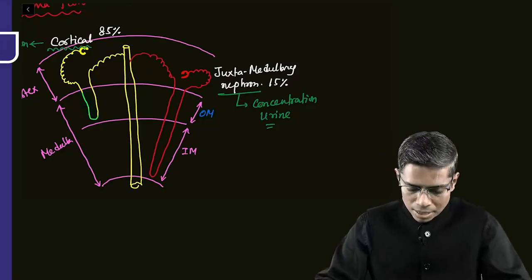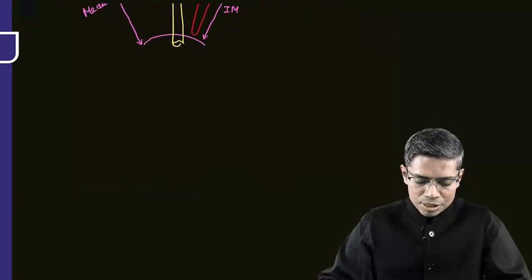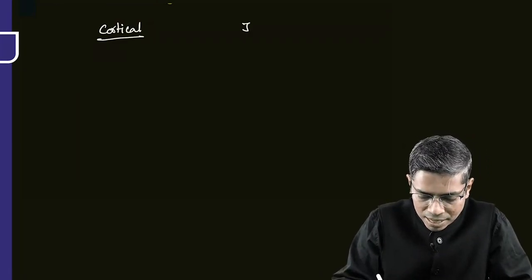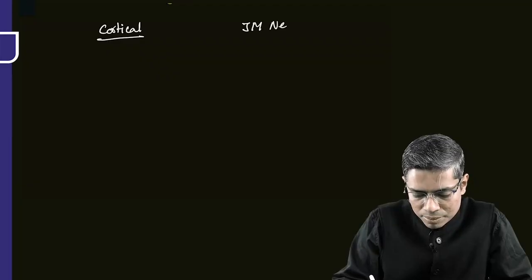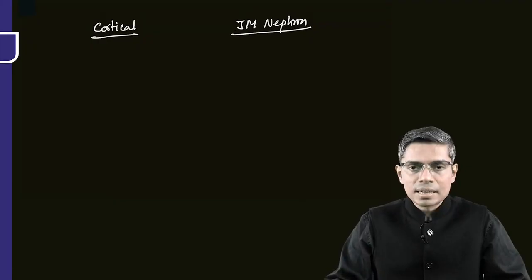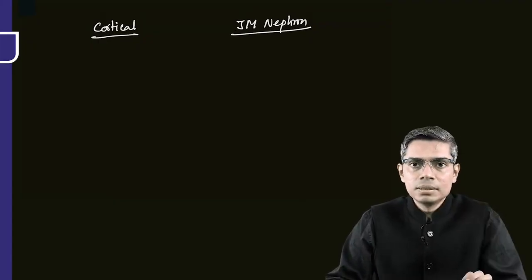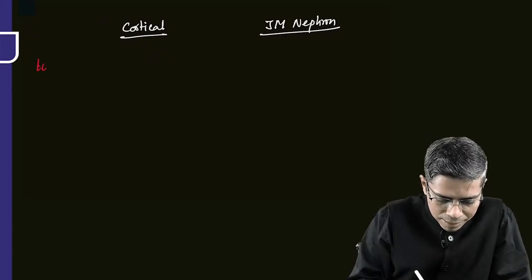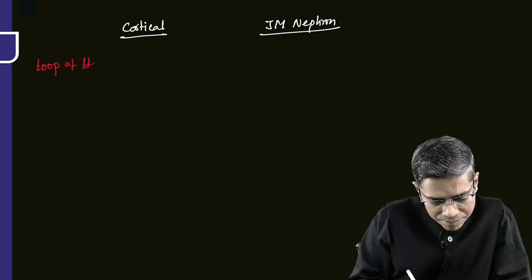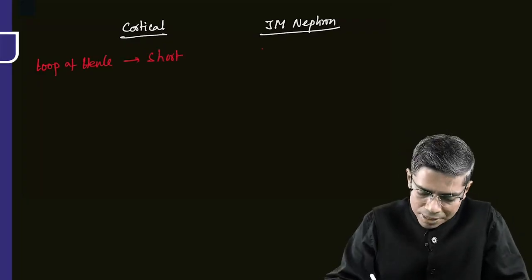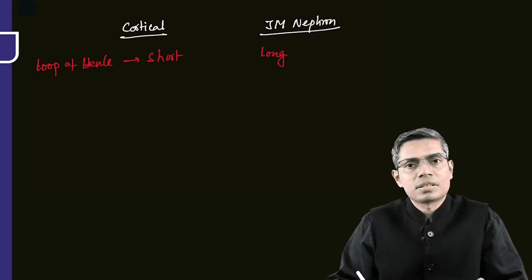Not only that, there are many other differences between these two types of nephron. So we have to remember them for our MCQ. So the cortical type of nephron and juxtamedullary type of nephron, right? We have already seen in the diagram the length of the loop of Henle, so I am writing here loop of Henle. It is shorter in length, and it is very long in case of juxtamedullary nephron.